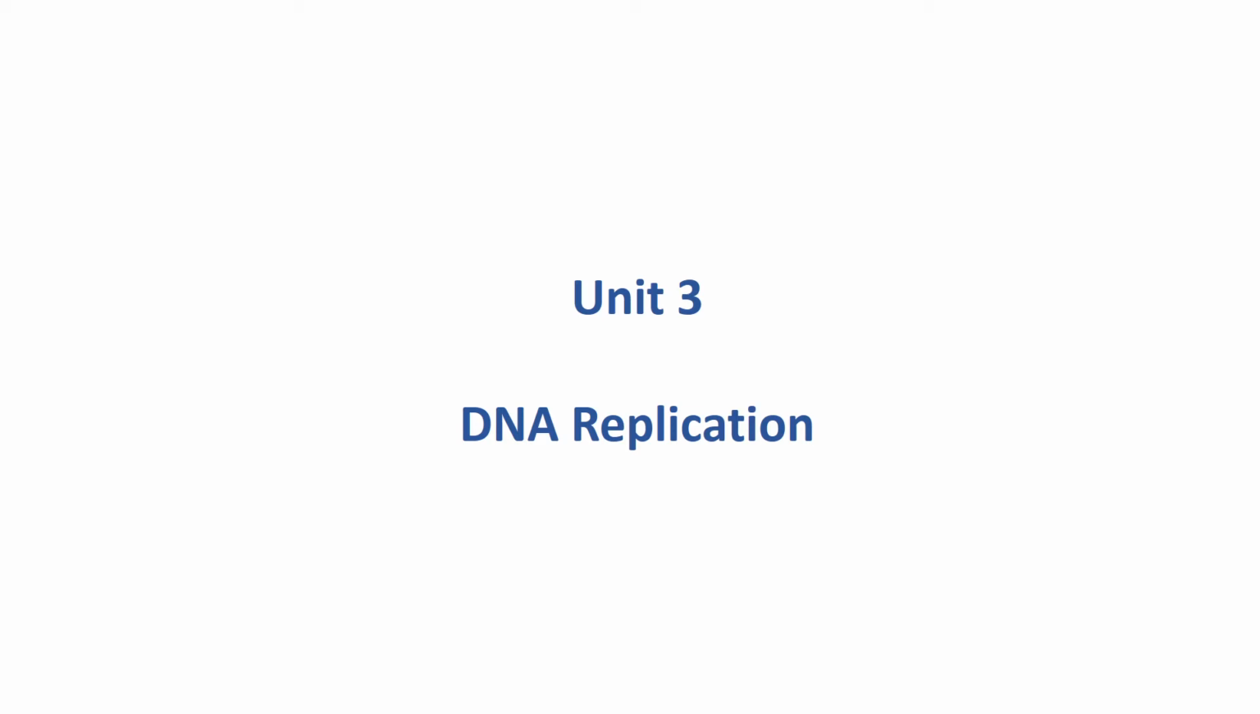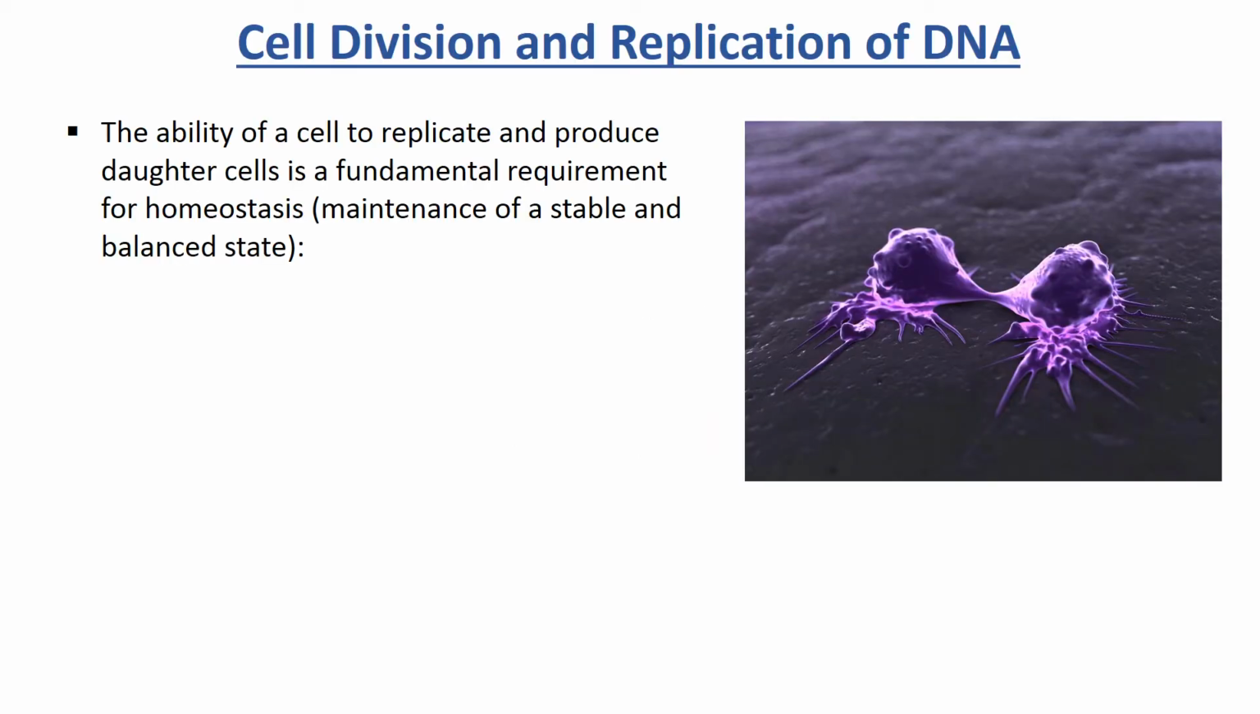Welcome to Unit 3. Here we will look at DNA replication. The ability of a cell to replicate and produce daughter cells is a fundamental requirement for homeostasis. This is defined as the maintenance of a stable and balanced state.